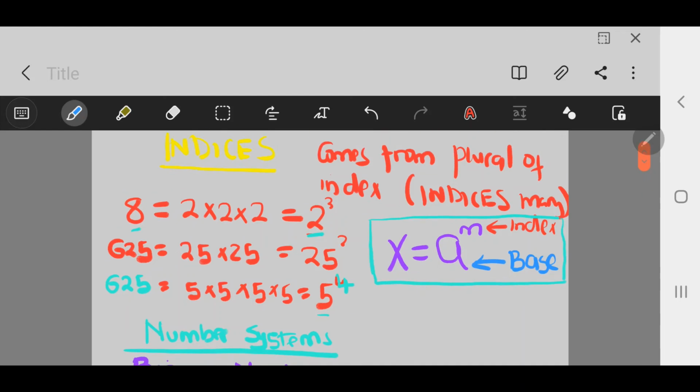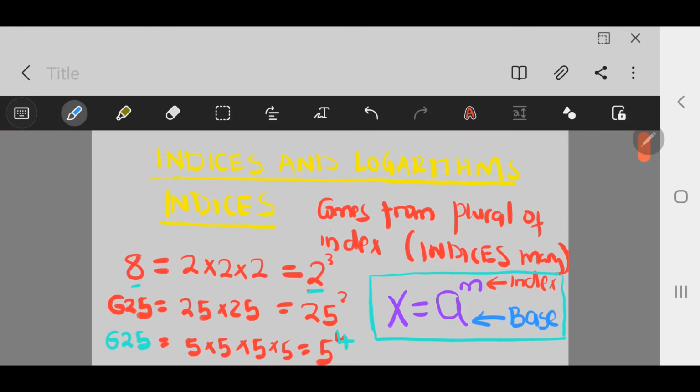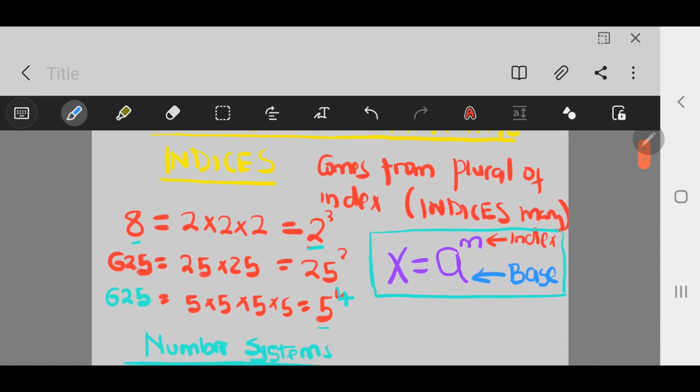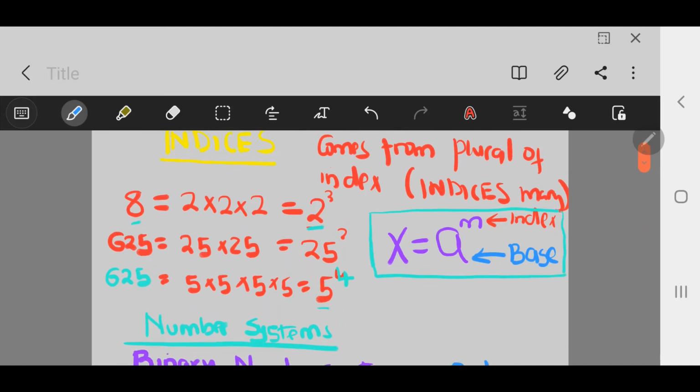So let's look at what we have just done. We have defined what an index is. The plural is indices. It comes from the word index. This is a way of writing numbers with a base and a power. So if we have generally a number written as x is equal to a to the power of m, the m that is superscript to a is called an index, and the number that is written in the normal way is called the base.